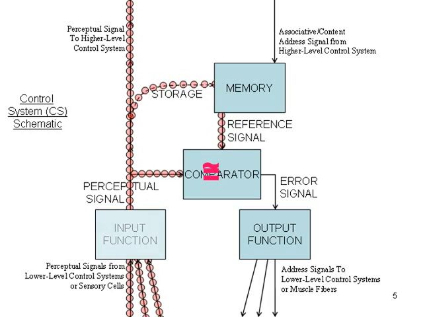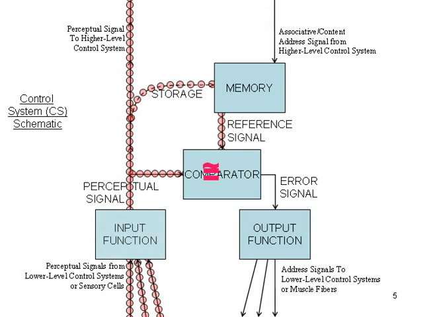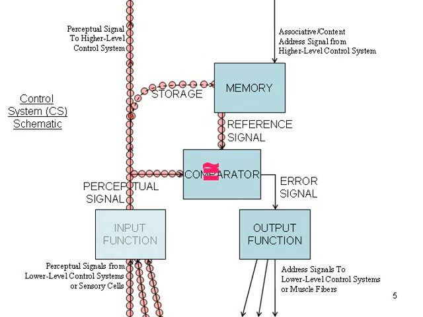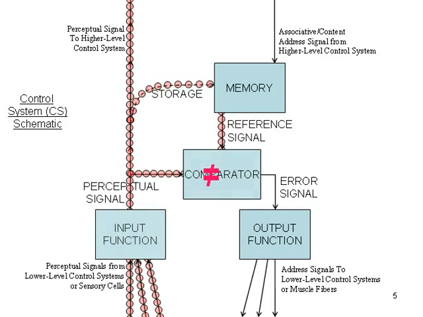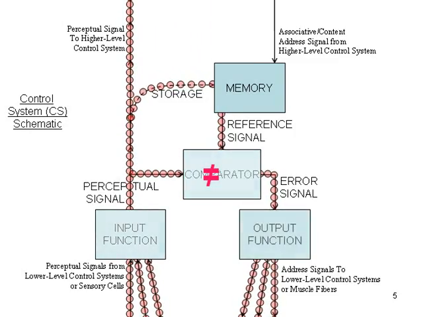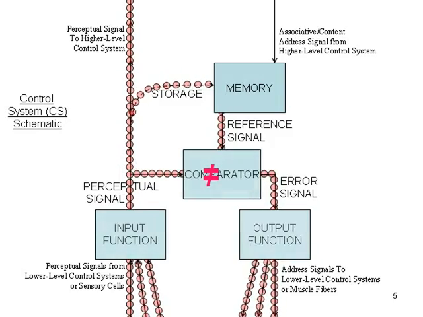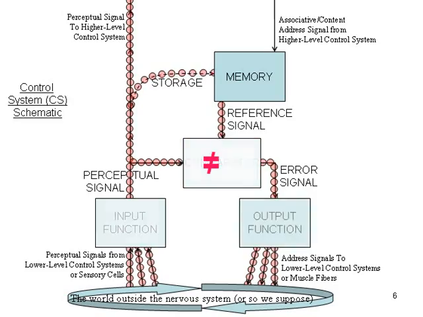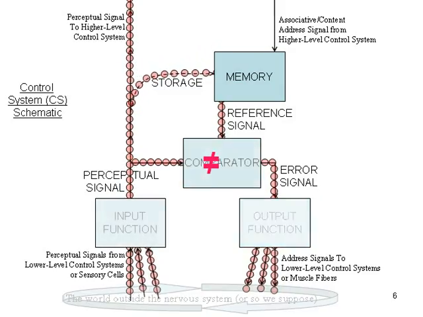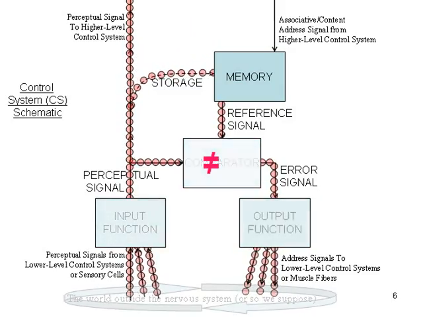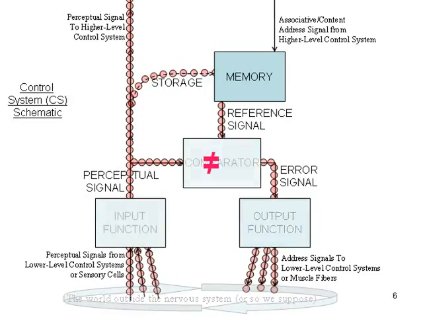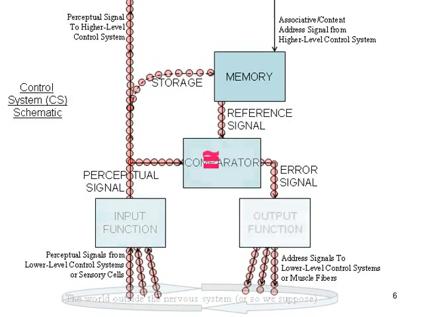In other words, its surroundings appear to this particular CS to be okay, so no action is necessary on its part. But if the perceptual signal does not sufficiently approximate the reference signal, the comparator sends an error signal to the output function, which in turn generates address signals to lower level CSs or directly to muscles. The organism acts and thus perhaps changes how its surroundings appear to its CSs, in particular to the CS we are talking about. This negative feedback process is repeated several times per second until the comparator is satisfied that the signal from the input function adequately approximates the reference signal.